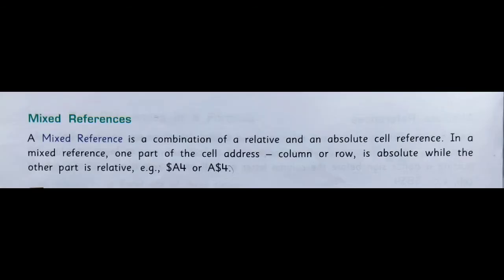The next type of reference is mixed reference. A mixed reference is a combination of a relative and an absolute cell reference. In a mixed reference, one part of the cell address, column or row, is absolute while the other part is relative. Example: $A4 or A$4.